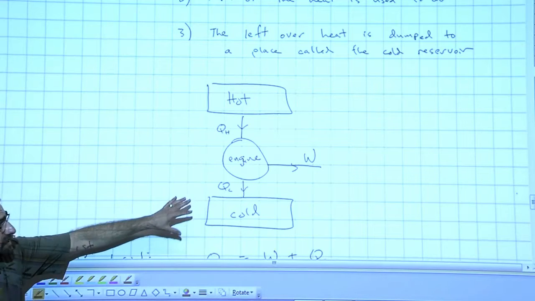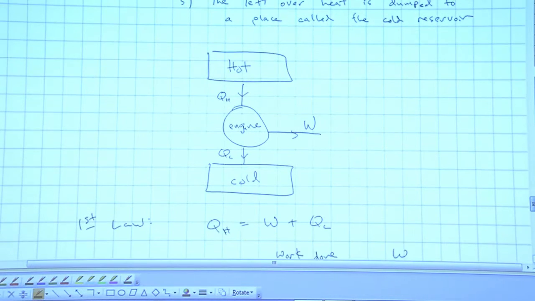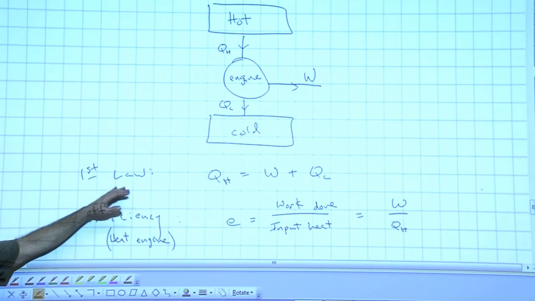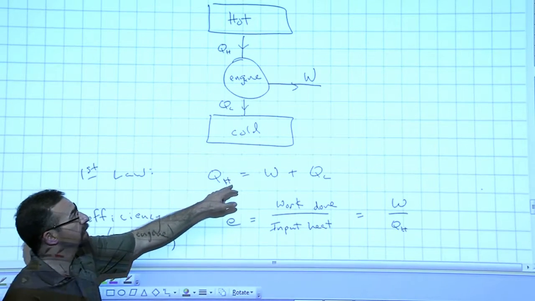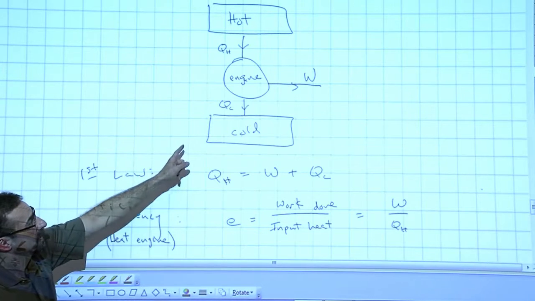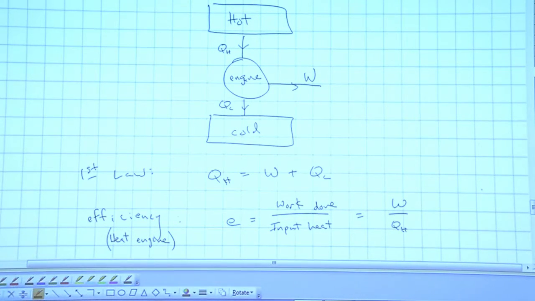So we always like to use our first law of thermodynamics when we're looking at engines, heat engines. Our first law tells us what goes in has to equal what comes out, right? Q hot has to equal the work plus Q cold. It's an energy conservation law.